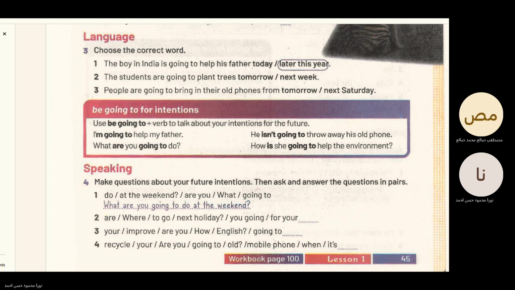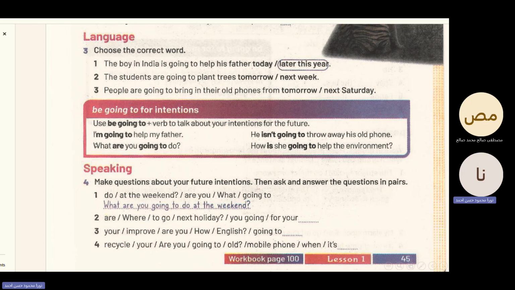Number 3, people are going to bring in their old phones from tomorrow. So we use be going to for intentions. In a way, something that I intend to do in the future, to express my intentions for the future. For example, I'm going to help my father. So this is my intention. I want to help my father and I'm going to help him sometime later.